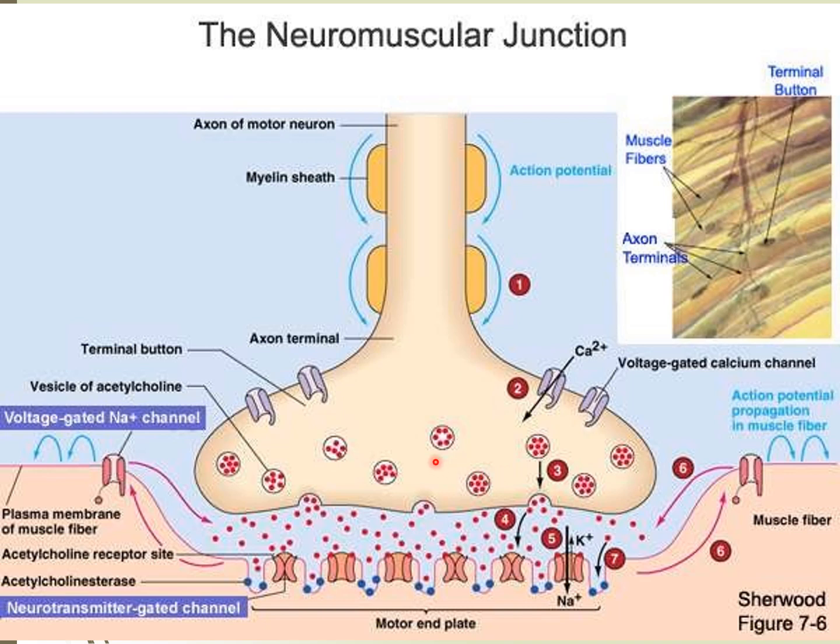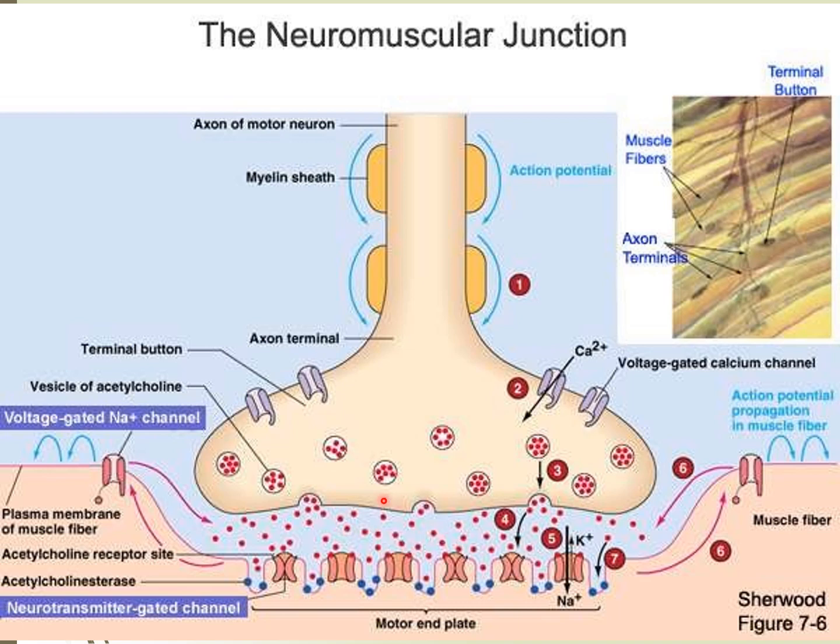So nerve membrane, which is in close approximation with the muscle membrane, is known as the presynaptic membrane, while the muscle membrane is known as the postsynaptic membrane. So this membrane is the presynaptic membrane and this membrane is the postsynaptic membrane. And the space between the two membranes is called synaptic cleft.